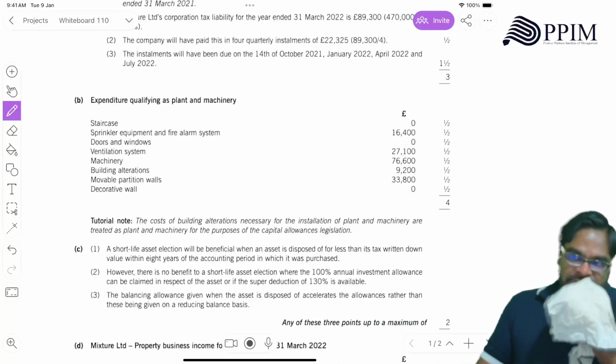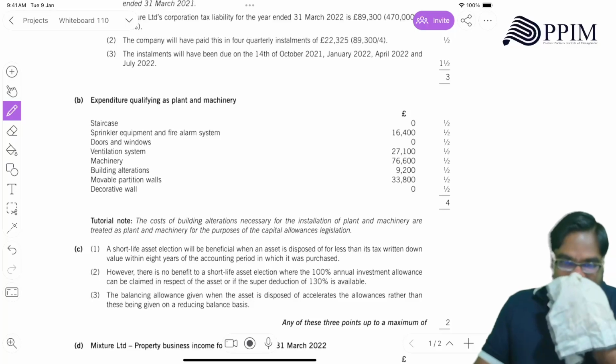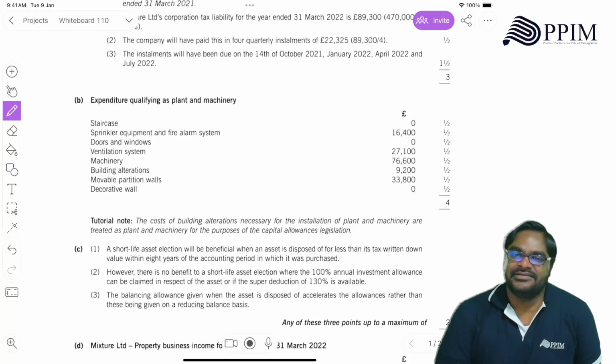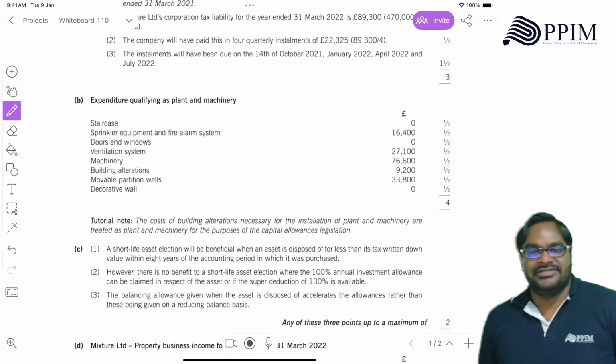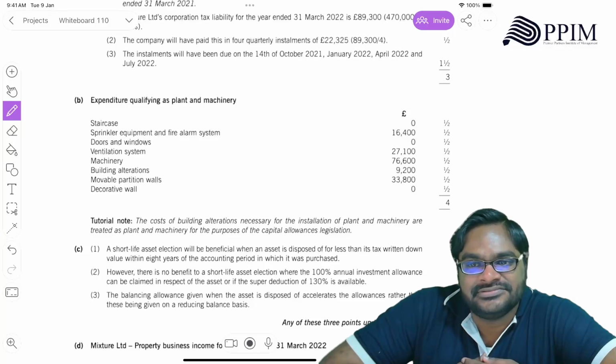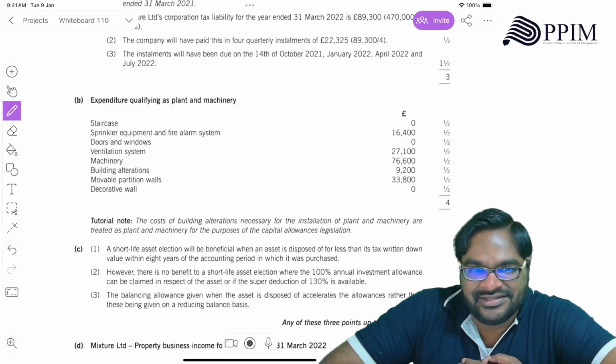Sprinkler equipment allowed. It's a separate asset, right? You can sell it separately at any point. Just qualify. What do you mean? Sorry? What are the conditions for qualifying? It's easy if you ask for building.